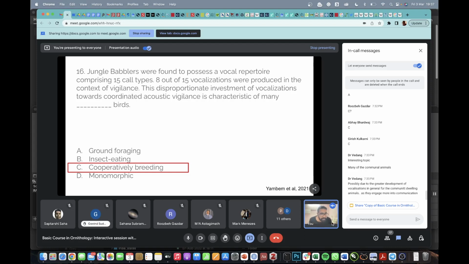Yeah, Vedang is saying possibly due to the greater development of vocalization in general for the community dwelling animals as they engage more in communication. Yes, actually what Manjari's paper says is 15 is a big number for a community living animal, bird or a mammal. Like 15 different kinds of vocalization is a big number. We as humans have millions of words now, but yeah.